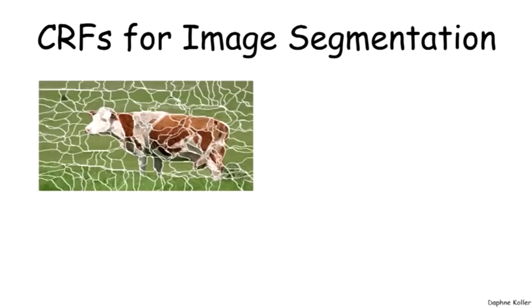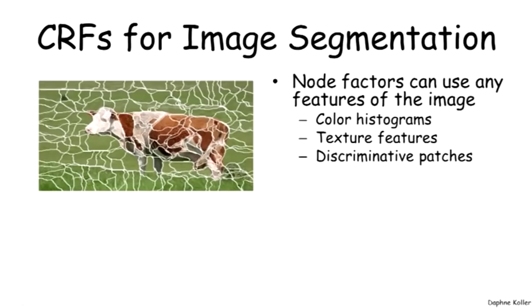So for example, going back to our notion of CRFs for image segmentation, here we typically have very rich features of the variables. When we think about individual node potentials that relate the features xi to the class label yi, we don't worry about how correlated the features are. We can have color histograms, texture features. You can have discriminative patches, like looking for the eye of the cow, for example. And all of these are going to be really correlated with each other, but I don't care.